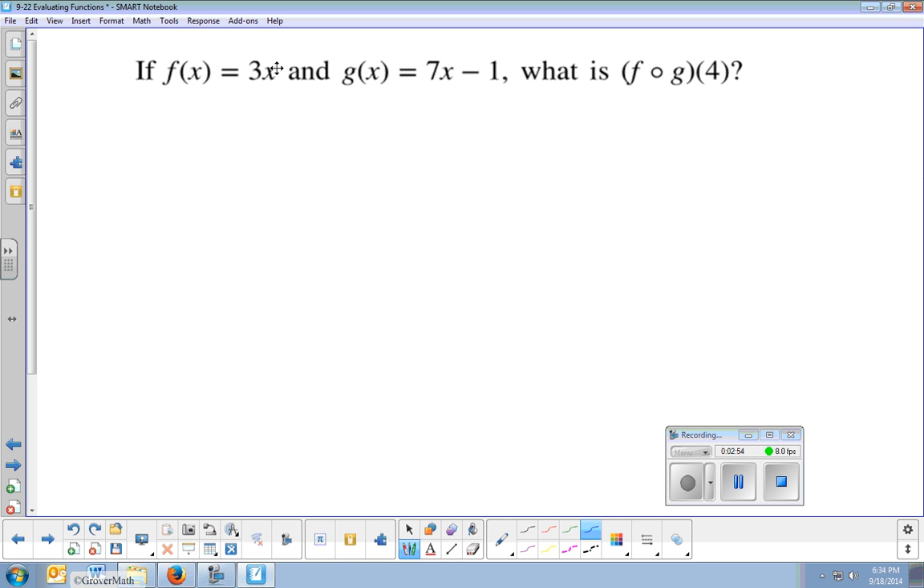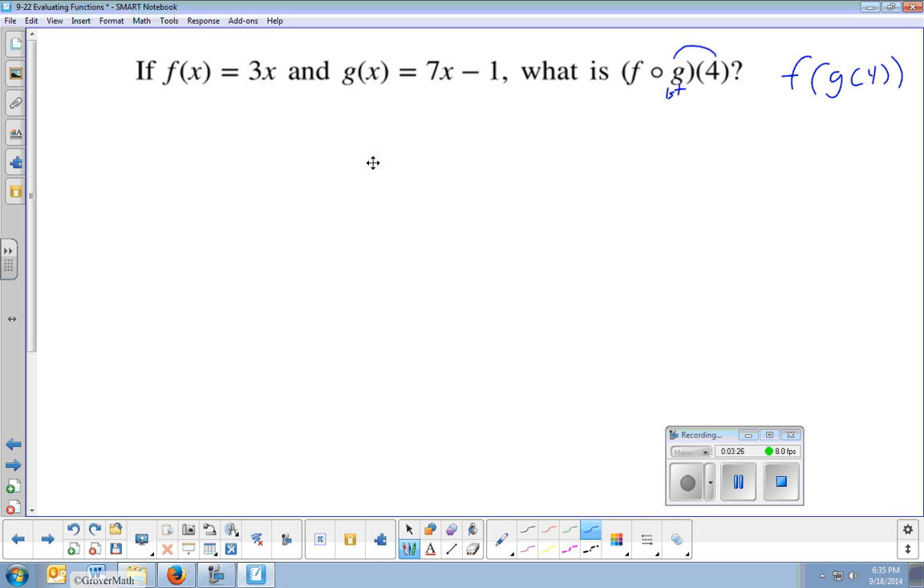If f of x is 3x and g of x is 7x minus 1, what is f of g of 4? So this is a composition function where we have two functions, and we're going to do them one at a time. This little bubble symbol means you actually go right to left, which is different than how we do most things. Like we tend to read and write left to right. Well, this time you're going right to left, so that means you're going to do g of 4 first. This could also be written as f of g of 4, and sometimes you see it written like that. But you do to the right of the bubble first.